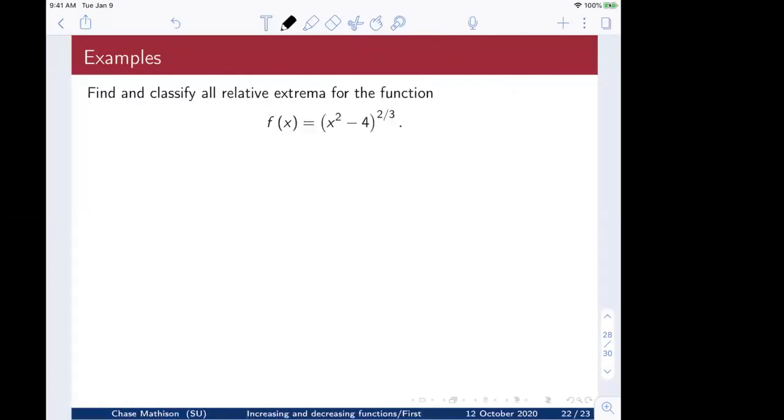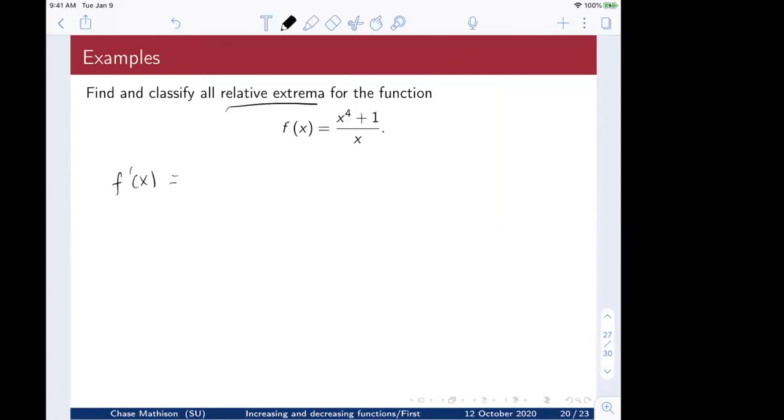All right. Okay, so let's do this problem here. Find and classify all the relative extrema for the function f of x is x to the fourth plus 1 over x. Okay, so if I'm finding relative extrema, your first step is always going to be find the derivative, right? So how can I find the derivative of this function, x to the fourth plus 1 over x?